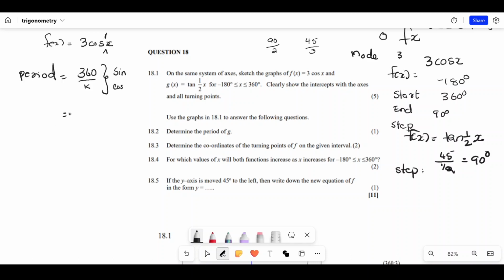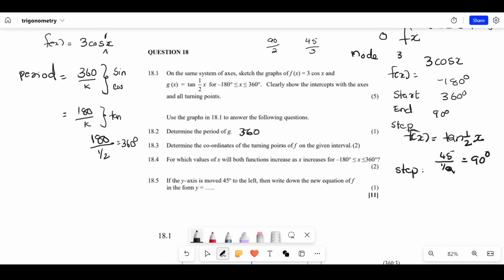But period equals 180 over k for tan functions. Look at our tan. Here you are asked to find the period of g, which is a tan function, and the k value, which is the coefficient of x, is half here. So in this case, the period is 180 over half, which is 360. That is the period of g here, 360.